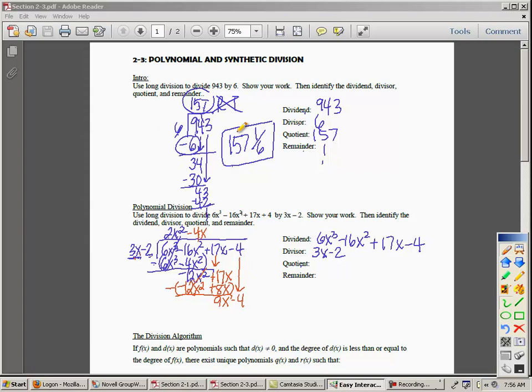I asked myself one more time, 3x times what gets me 9x? Well, 3 times a positive 3 will get me 9. And I already have the x, so I don't need a number. So 3 times 3x is 9x, and 3 times negative 2 is negative 6, and then I subtract my whole quantity. The 9x's cancel. Negative 4 minus a negative, or plus a 6, makes 2.